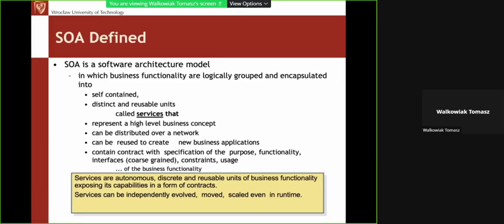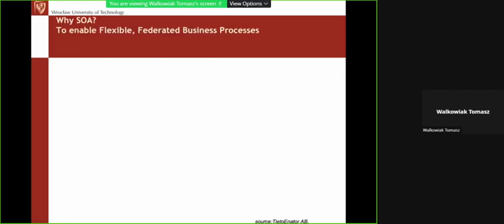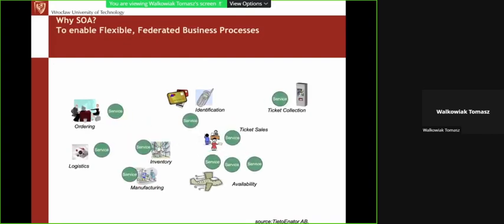It was an idea described by university guys. We have a lot of ideas. Sometimes they are stupid, sometimes very clever, but they are not used. That idea became very popular, and for a long time in the past it was quite hot. So why SOA? Just to enable flexible federated business processes.